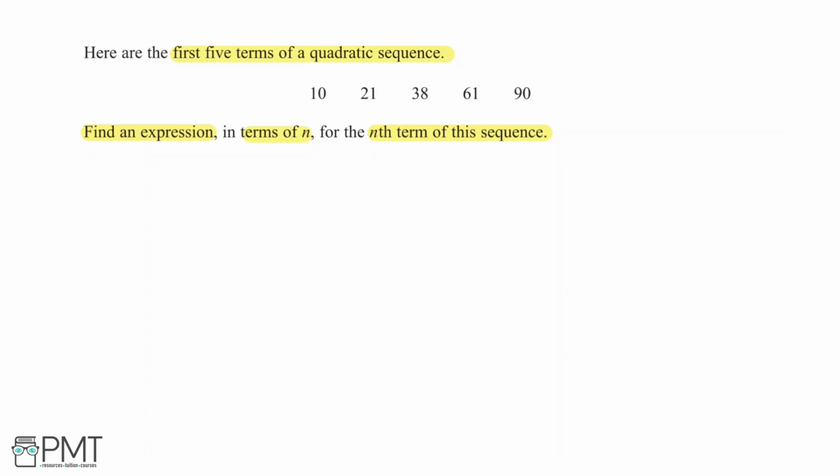So 10 to 21 is 11. 21 to 38 is 17. 38 to 61 is going to be 23. And 61 to 90 is going to be 39. Now we're going to find the differences between the differences.